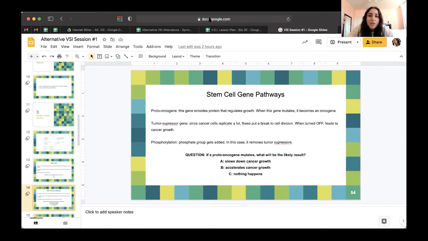So I'm going to launch another poll. The question is, if a proto-oncogene mutates, what will be the likely result? Is it going to slow down cancer growth? Is it going to accelerate cancer growth? Or will nothing happen?